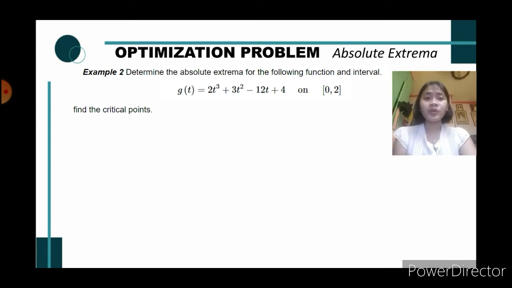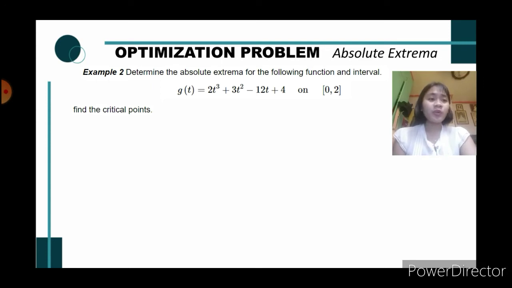On [0, 2]. So, una, hanapin natin yung critical points. Note that the problem is almost identical to the first problem. The only difference is the interval that we're working on. So, the first step is to get the critical points. From the first example, we know these are t is equal to negative 2 and t is equal to 1.